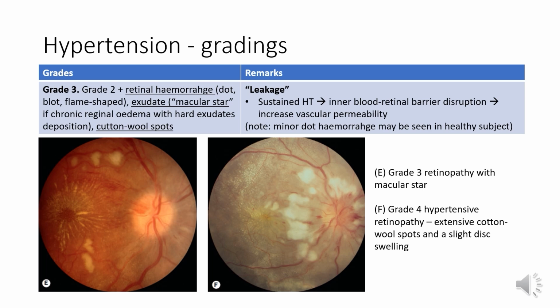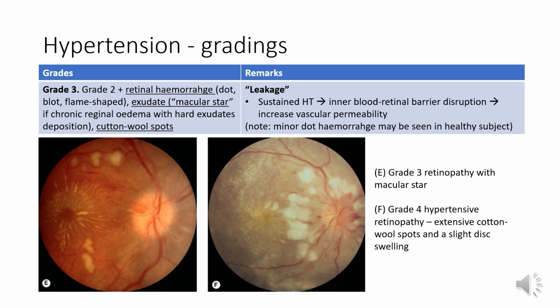Coming to grade 3, further damage due to hypertension leads to disruption of the inner blood retinal barrier, which increases the vascular permeability. So that could leak out blood and exudate. Dot, blot, and flame shapes are all hemorrhages of different shape. I will explain why they look like that in the video about diabetes. Remember, just a couple of dot hemorrhages could be normal.